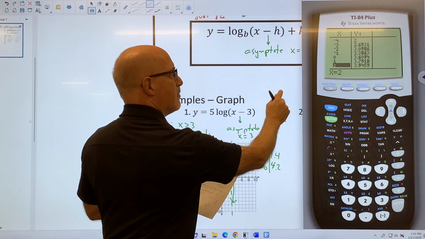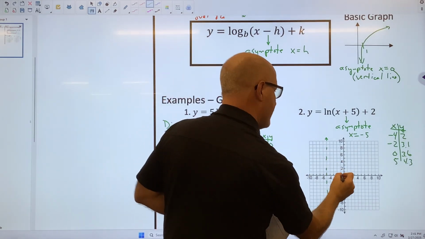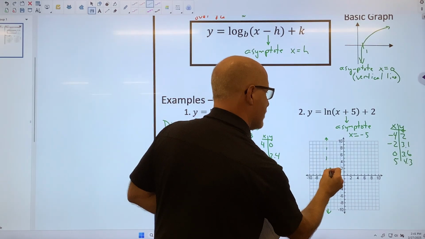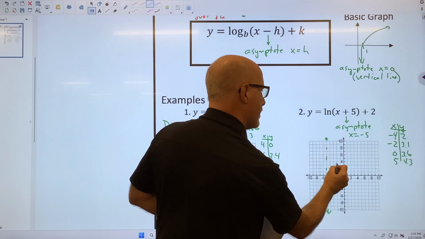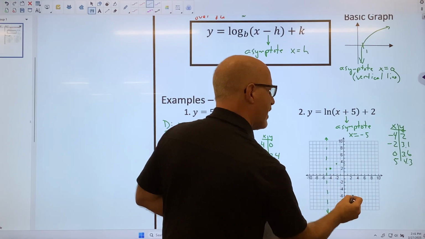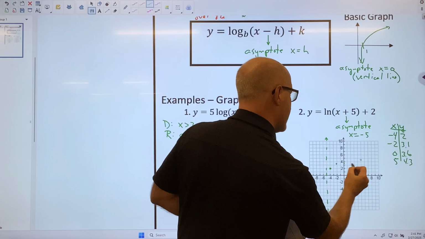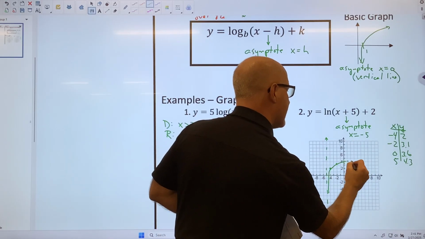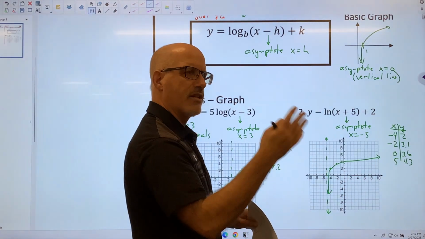All right, so now I'm going to plot these. So -4, I'm going to go with 2, so up here 2. -2, I'm going to go with 3.1, about there. 0, about 3.6, a little bit higher. And then 5 up to 4.3. And so my graph goes along the asymptote here, and then it curves off here. Gets shallower, but it still increases.